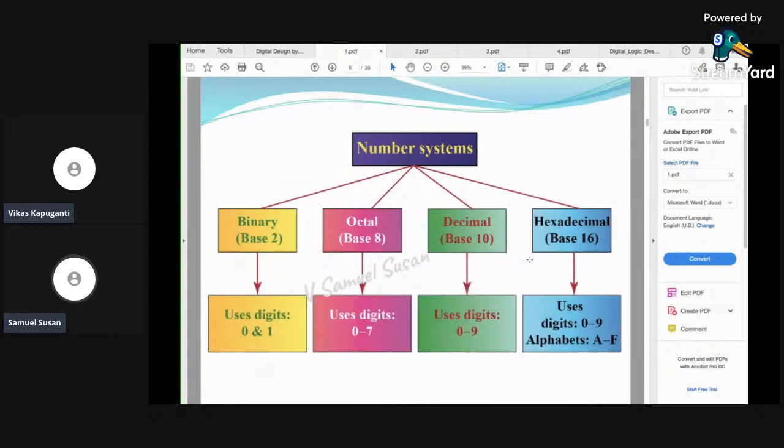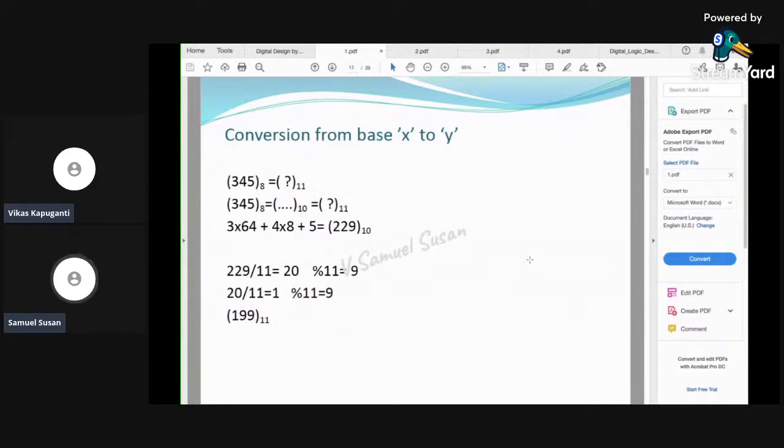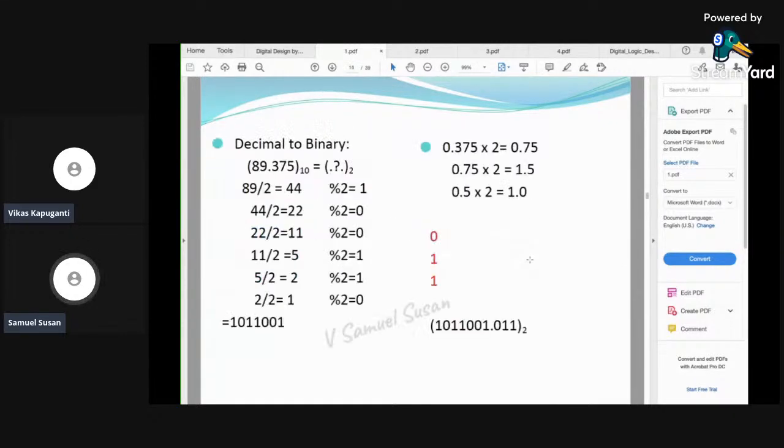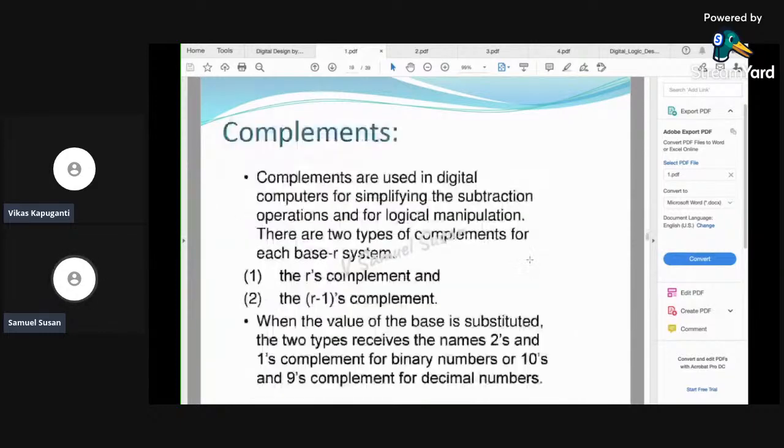Go to the next slides, because of complements. This is all introduction about digital systems, and next we come with binary numbers, how binary numbers are converted to decimal, vice versa. Then converting numbers from one base to some other base. So these are the basic things we study.